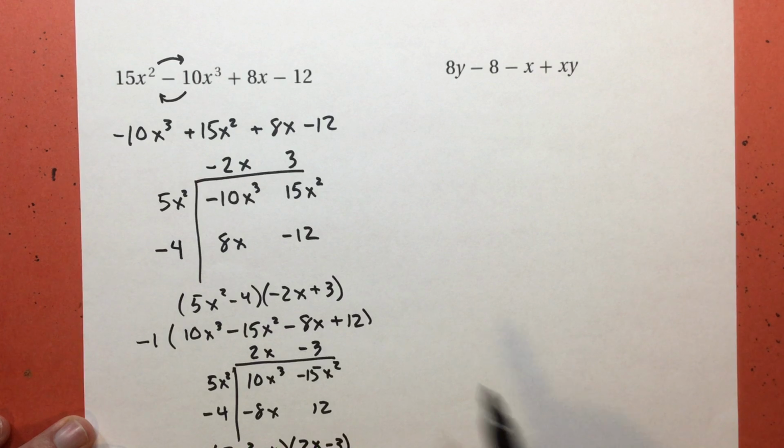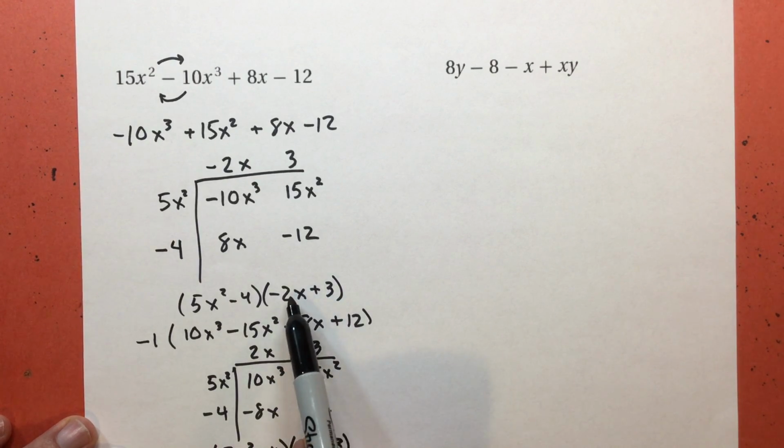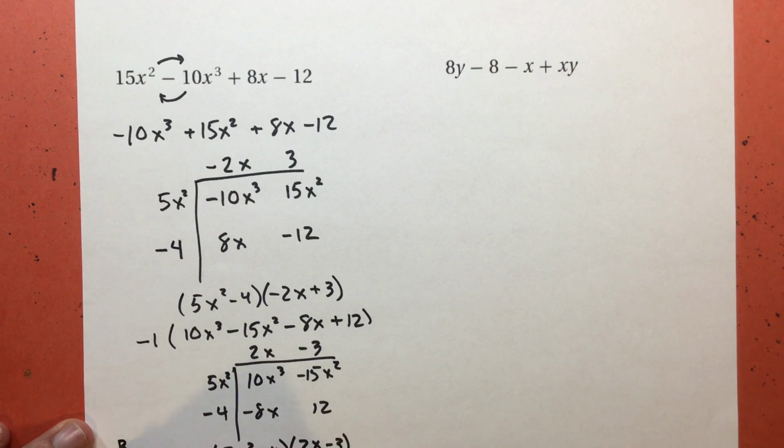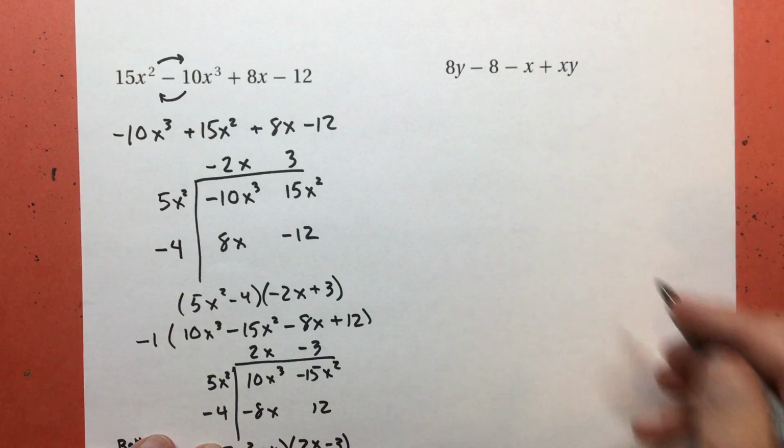So in other words, I factor out a negative 1 from here, changing that to positive and changing that to negative. And this is actually a better way of doing it, because like I said, we usually want our first term to be positive. So remember that. Let's do the last one for this video.